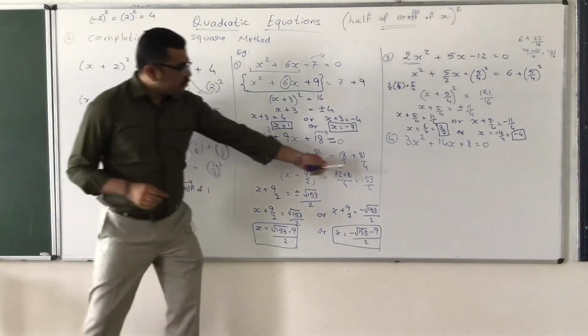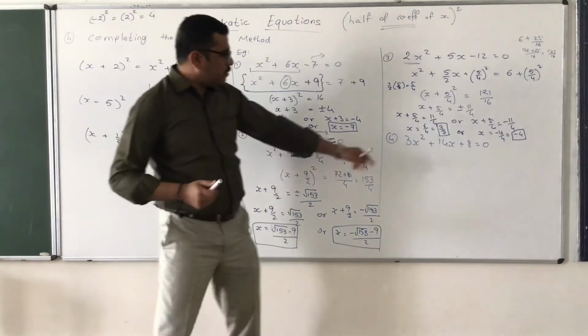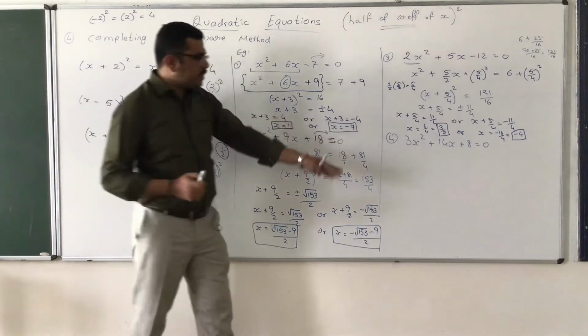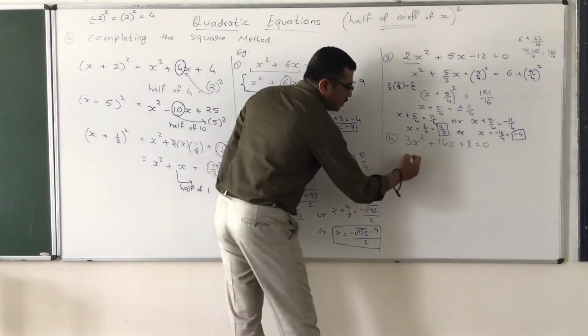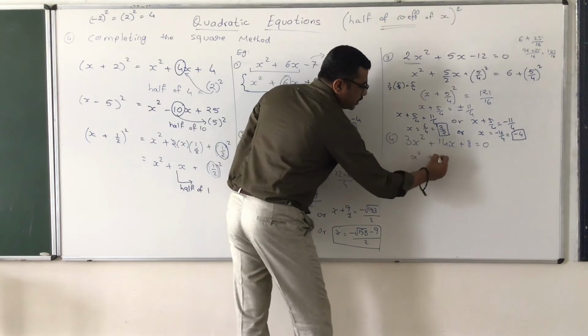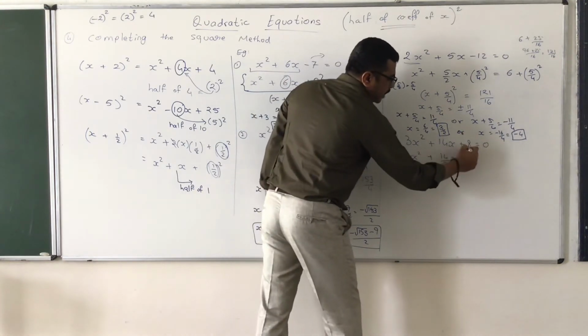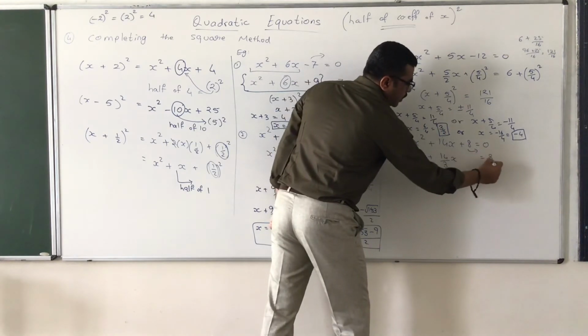We'll see one more question. Again we have a coefficient of x squared as 3. So first we divide the entire equation by 3. We have x squared plus 14 upon 3 x, and we take 8 to the other side, it is 8 upon 3.